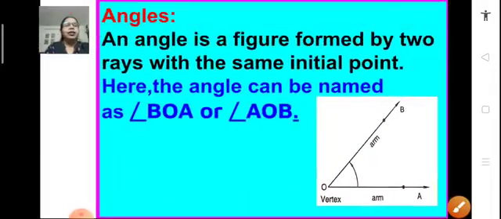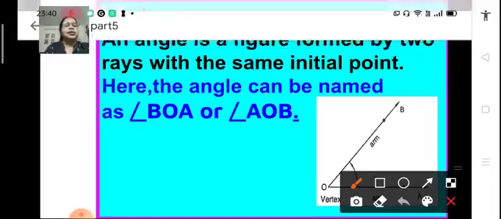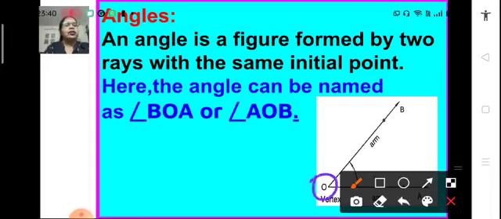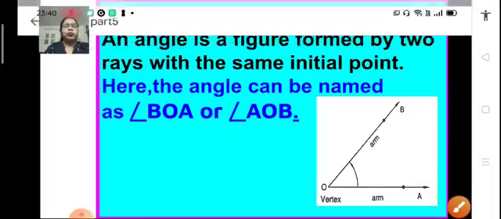An angle is a figure formed by two rays with the same initial point, or we can also say that when two rays meet at a point, they form an angle. Here we can see an angle AOB, and this angle can also be called BOA, and the two arms of the angle are OA and OB. Where are they meeting? They are meeting at point O. So, point O is called the vertex of the angle. This is called the vertex of the angle where the angle is actually formed.